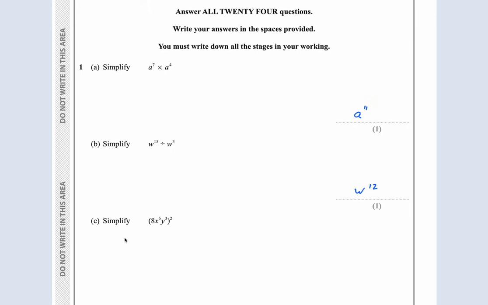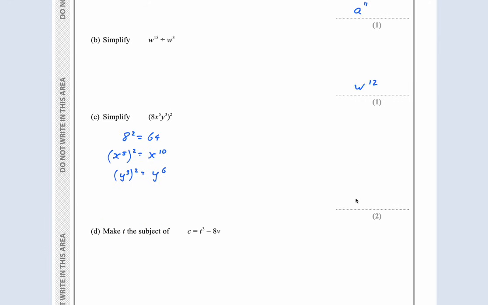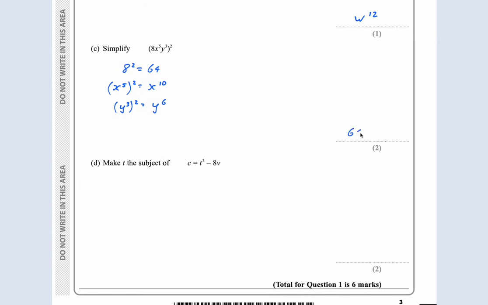You have to do 8 squared is 64. x to the 5 squared is x to the 10, and y cubed squared is y to the 6. So the final answer is 64 x to the 10 y to the 6.